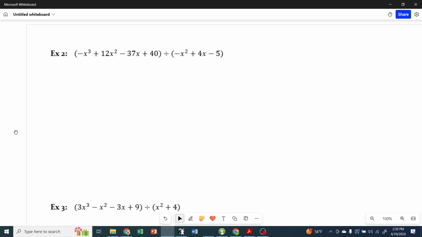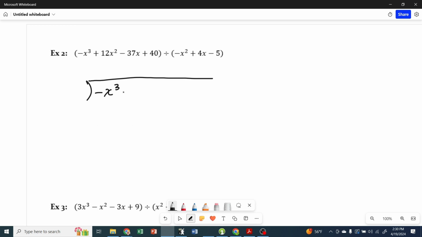Alright, so let's go through another one. Negative x cubed plus 12x squared minus 37x plus 40. That can go right under here, and since there is nothing missing, we don't need a placeholder. Out here I have negative x squared plus 4x minus 5.